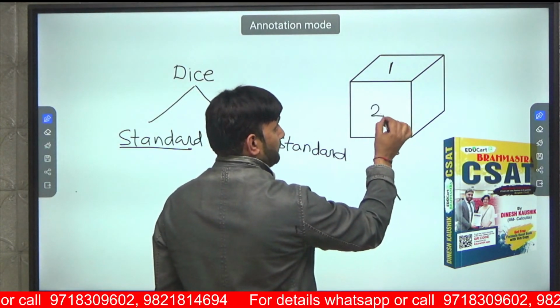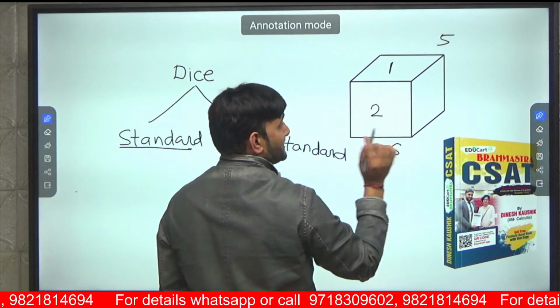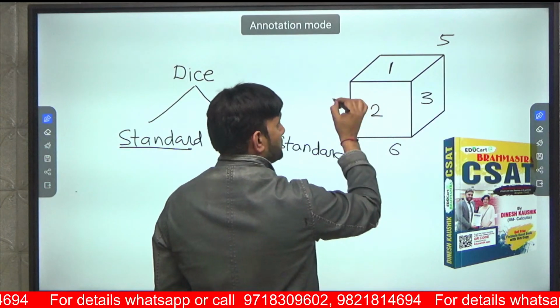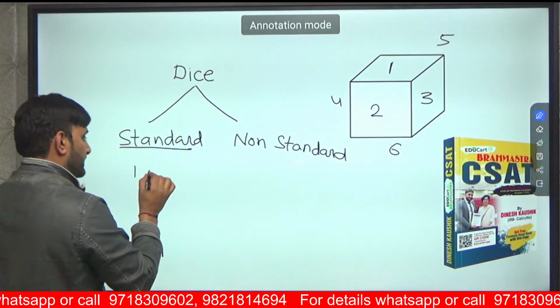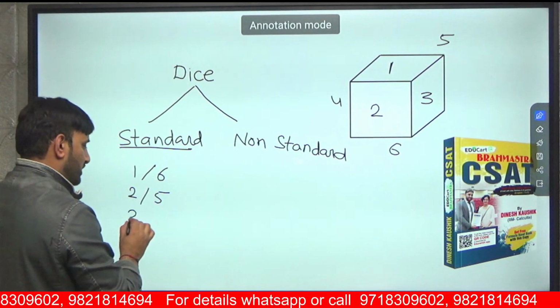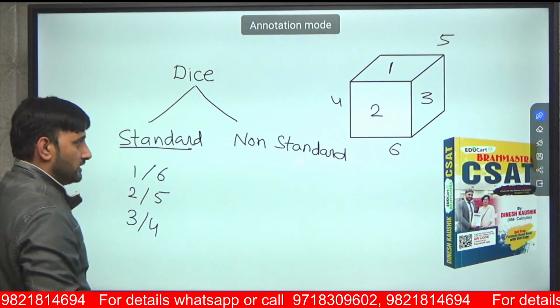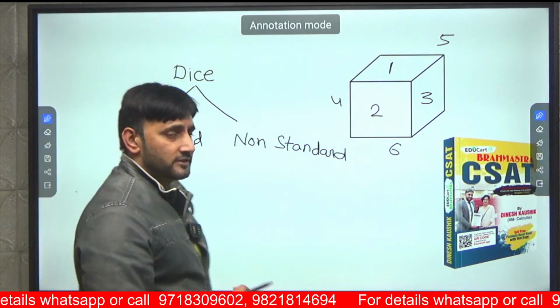If 2 is at the front, back side will be 5. So 2 and 5 will be opposite, 1 and 6 are opposite, 3 will be opposite to 4. That is the property of a standard die.